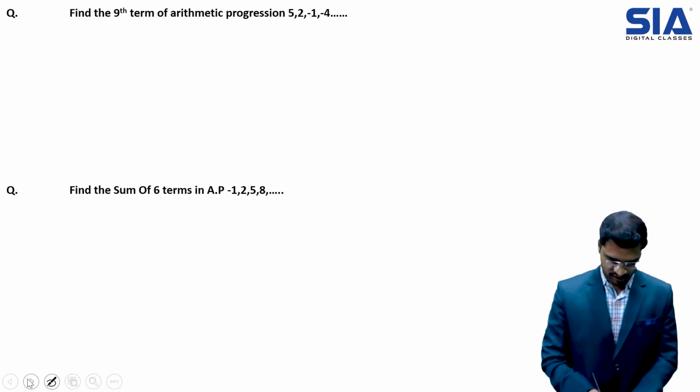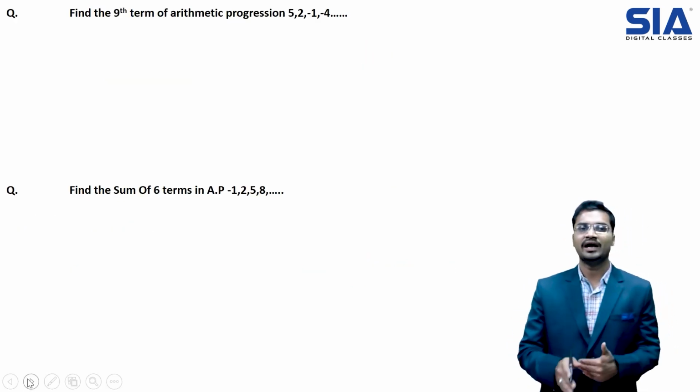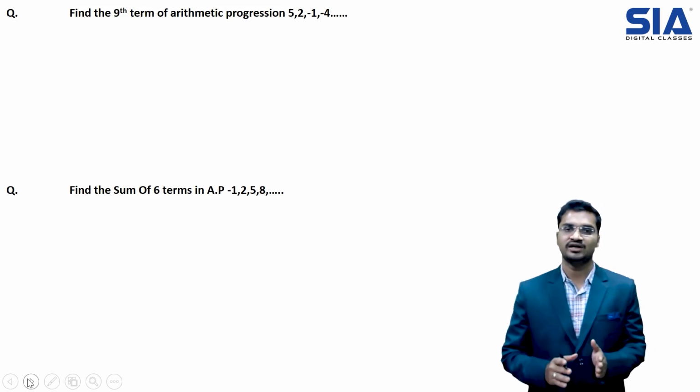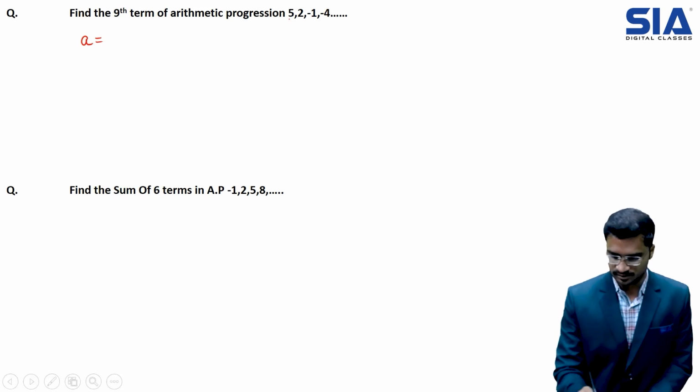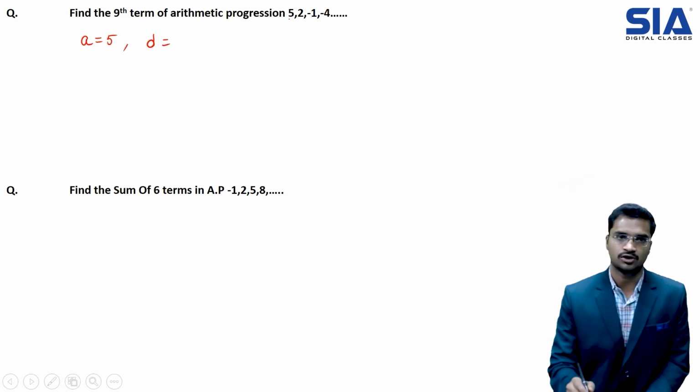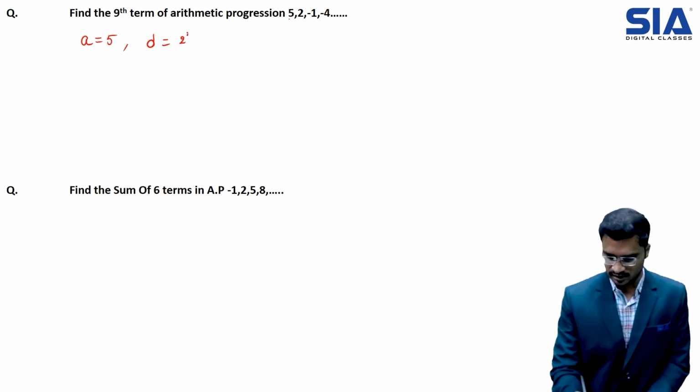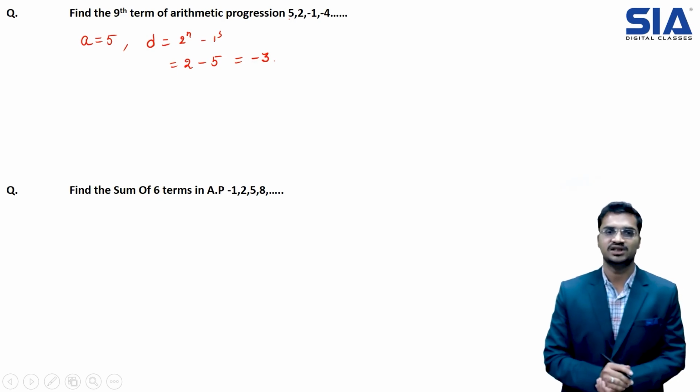Now let us solve some questions on this. Find the ninth term of this arithmetic progression. We have to find the ninth term. So first of all, what should we write? We should write the first term. The first term is given as 5. So A is 5. Now we have to find the common difference. Common difference is what? Second term minus first term. The second term here is 2. The first term is 5. So 2 minus 5 is minus 3. So the common difference here is minus 3.